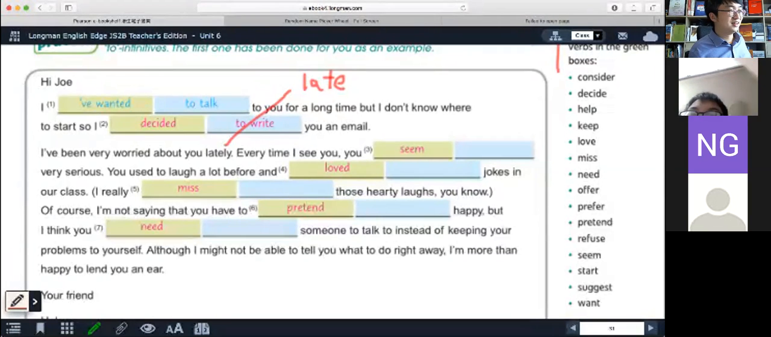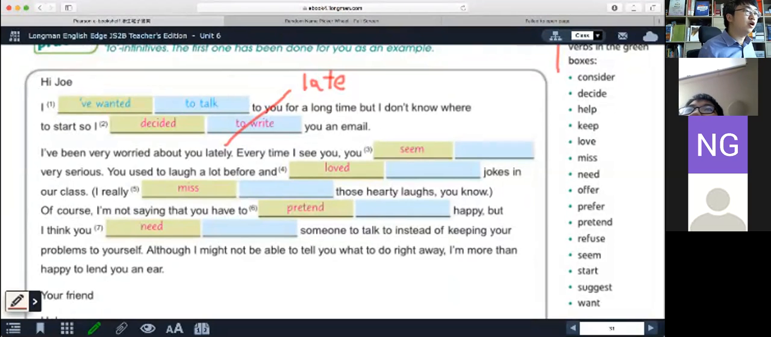Okay. All right. So late, Lucy is correct. Late means 遲啦，遲到 late. But for lately, it's different. It means recently. 近來的，近排。Okay. So pay attention to the difference here.